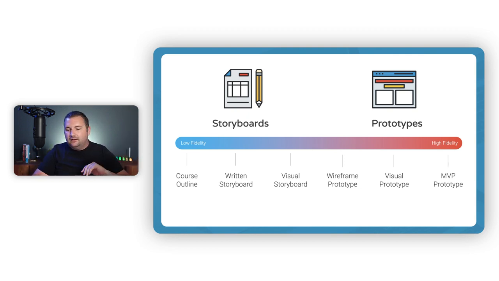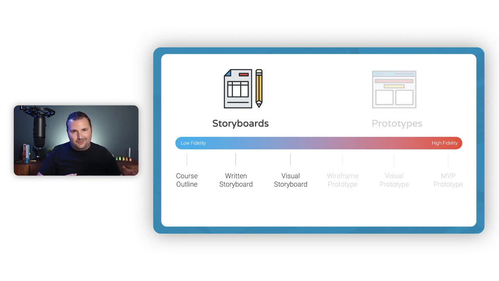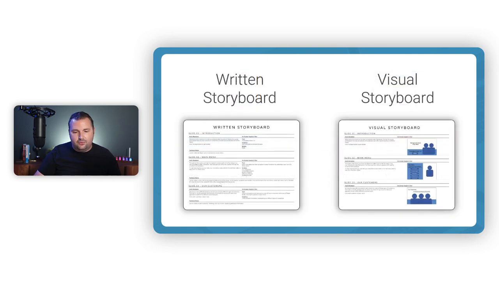Now, creating prototypes is a separate topic for a separate how-to workshop. For right now, we're just going to focus in on our storyboards, right? So I talked about a course outline. Let's now talk about written versus visual storyboards. These are the two primary types of storyboards, and you'll see different variations of these or formats of these if you go out and Google, but they usually are categorized into these two buckets.